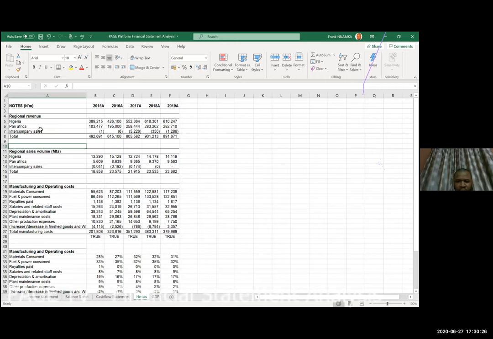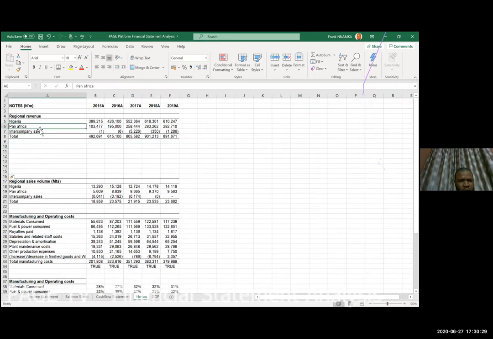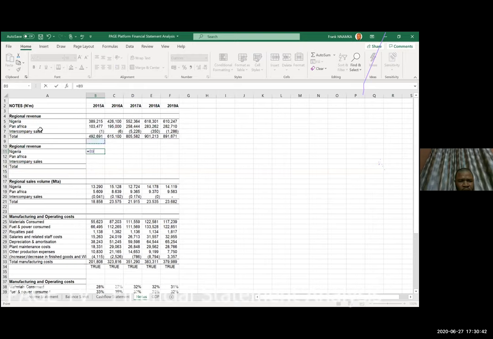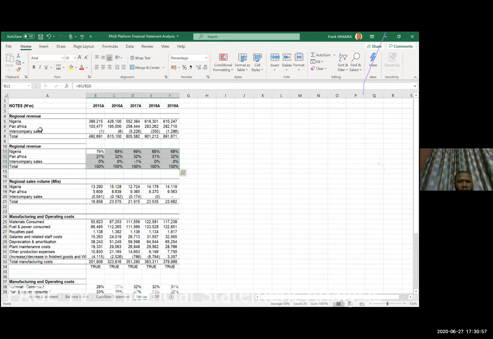To answer that question, we may equally want to commercialize again. Now we are still commercializing. So, regional revenue, let's see which country gives him the highest contribution to revenue. So we'll do this. Total sales, we still have to plot this and these two. Okay. Fine. So looking at this number, you can see that Nigeria accounts for, on average, 71% of Dangote's revenue.